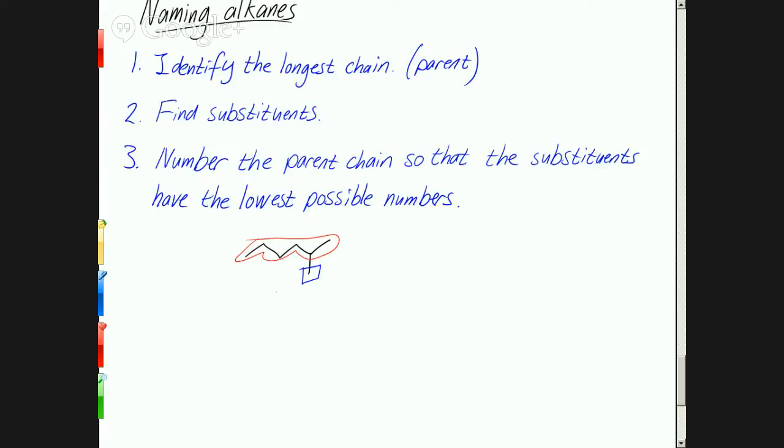How are we going to number that chain? We have 2 choices. We can go left to right, or we can go right to left. Based on rule number 3, which way should we go? Right to left. Because if we went left to right, that methyl would be on carbon number 5. If we go right to left, it's on carbon number 2. So that's better based on this rule, yeah. But if you do write number 5, is that still wrong? That's wrong, yeah. Why? Because it violates the conventions of this naming.